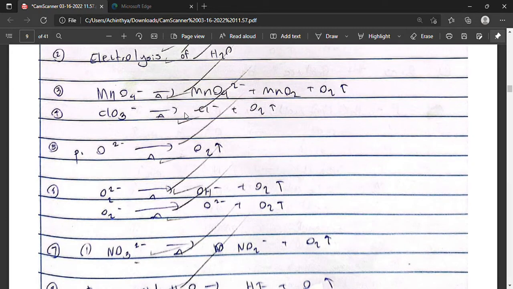Some other ways we can do it in the lab is by taking a metal permanganate. We thermally decompose it, and the thermal decomposition of a metal permanganate will produce the respective metal manganate, manganese dioxide, a black color solid, and oxygen will also be evolved. Or we can take a metal chlorate and thermally decompose it, and after that we will be able to obtain the metal chloride and pure oxygen.